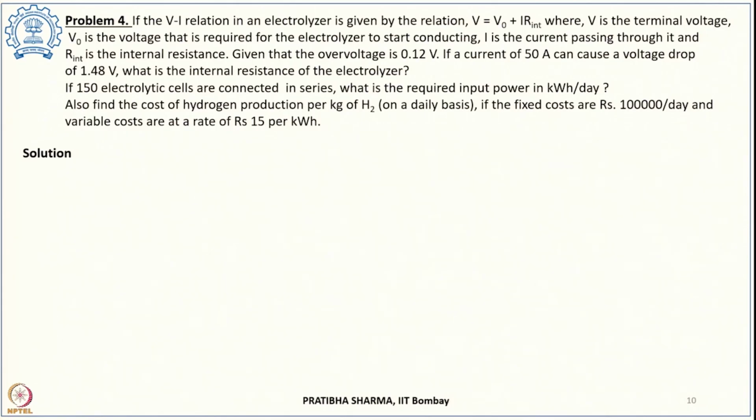Now it is given that V is equal to V naught plus I R, and that R is the internal resistance. Now V naught we have to find out. V naught is 1.23, that is the reversible cell voltage, plus the over voltage, and the over voltage in the problem is given as 0.12 volt. So that is 1.23 plus 0.12, that makes it 1.35 volt.